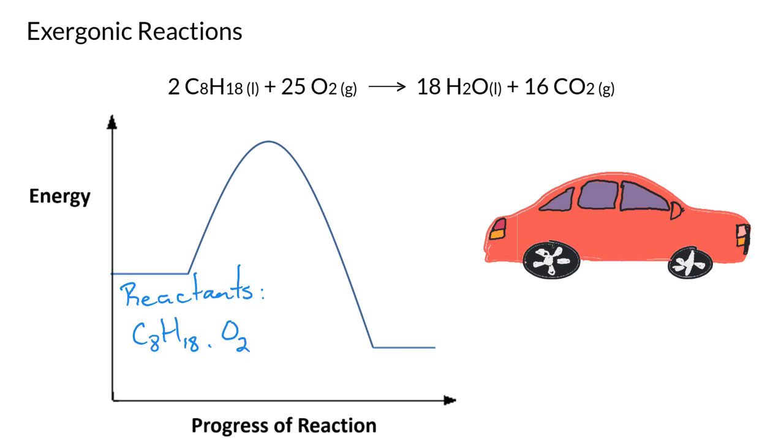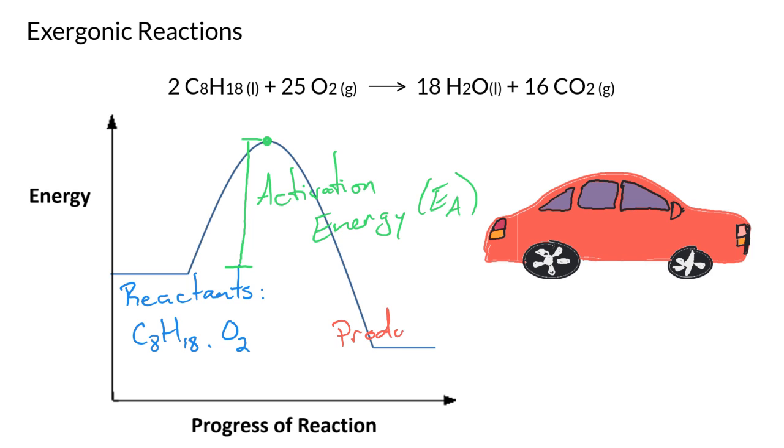In order for a reaction to occur, we have to get the energy of the reactants up to there. So that's our activation energy. That's how much energy we need for the reaction to occur. Once we reach that amount of energy, the bonds in the octane and oxygen molecules are broken, and the atoms that are separated now reform, coming back together to make water molecules and carbon dioxide molecules. Those are the products of our reaction.